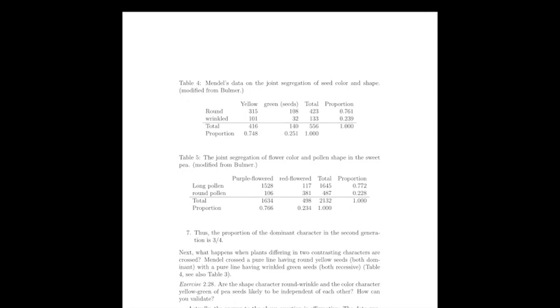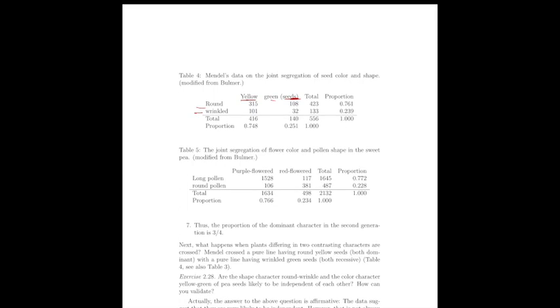And also there are correlations between two different traits, like yellow or green seeds versus round or wrinkled shape of seeds. And if they are correlated, if they are not independent, then you can see from this table. But in this case, I think they are almost independent.